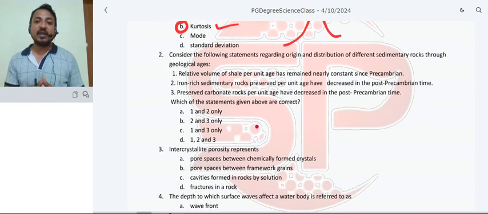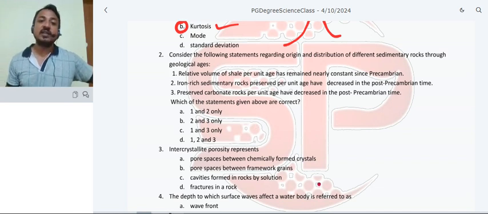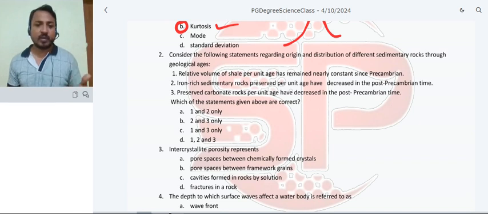Consider the following statements regarding origin and distribution of different sedimentary rocks through a geological lens. So I have to say which one is correct. Relative volume of shale per unit age has remained nearly constant since Precambrian. Shale is generally produced by weathering and erosion. With time, the shale that is converted through metamorphic process is also formed by weathering process. So mostly you can say they remain constant.